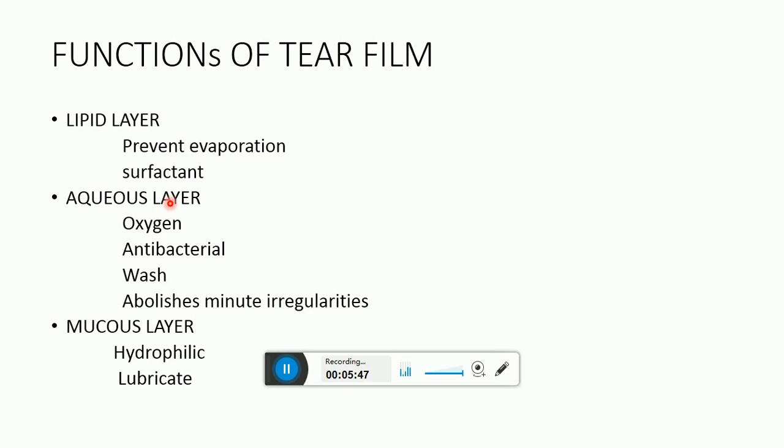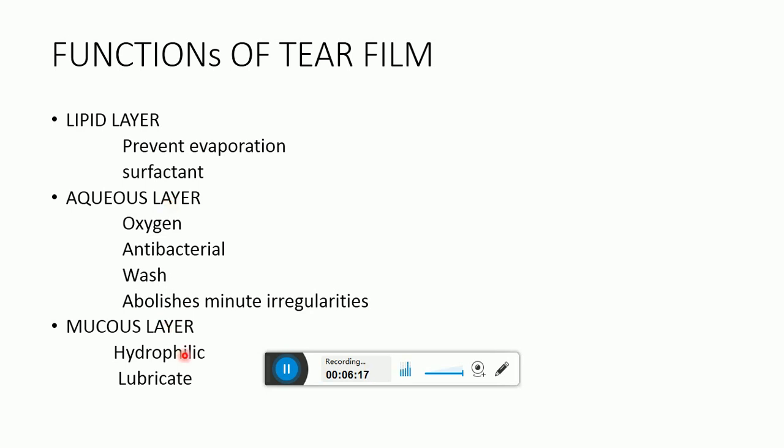Function of aqueous layer: to provide atmospheric oxygen to the corneal epithelium, antibacterial activity due to proteins such as IgA, lysozyme, and lactoferrin, to wash away debris and noxious stimuli and facilitate the transport of leukocytes after injury, to optically enhance the corneal surface by abolishing minute irregularities.